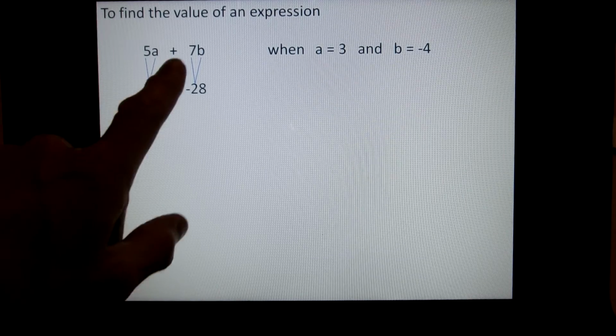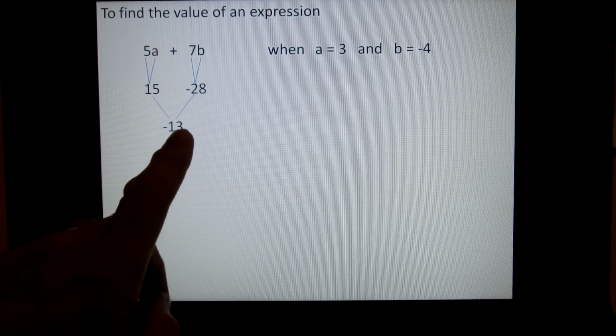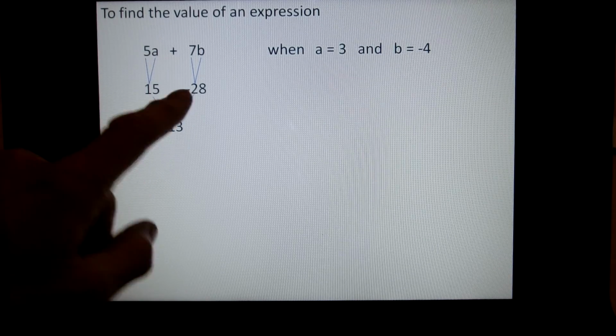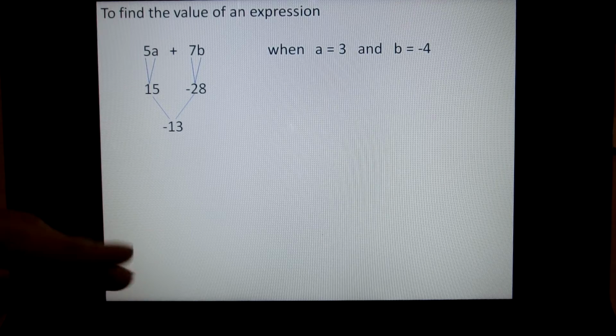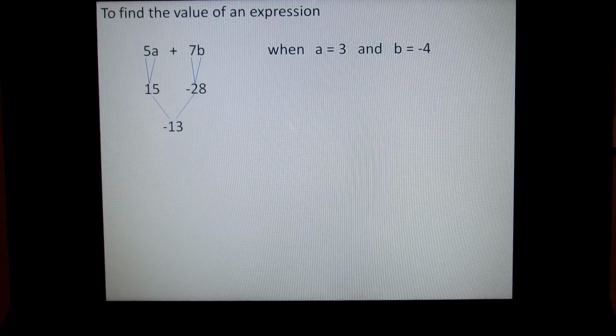Now the only operation left to do is the add, so we have 15 add negative 28. Adding would normally take you up, but because we're adding a negative we go down, so 15, then going down 28 will take you down to negative 13. So you may need to rewatch the video lesson on handling negative numbers.